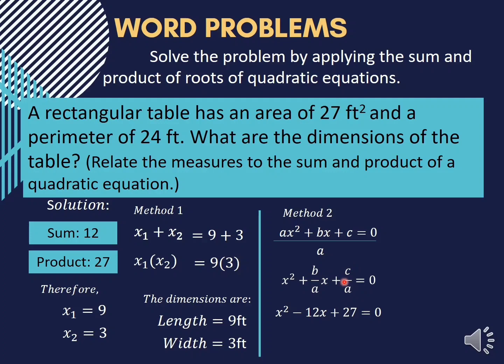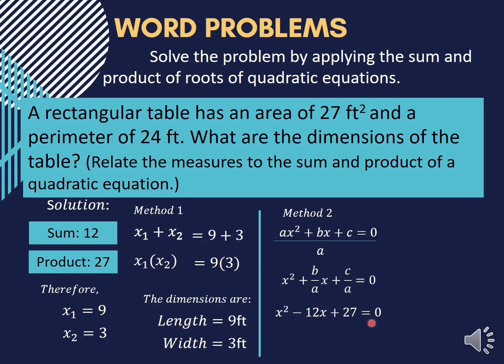But take note, because our sum is equal to negative b over a. So, here, why is it negative 12? Isn't our sum 12? It should be negative b over a. So, since the sum we got is 12, we make it negative 12 in the equation. And then the c over a in the product, we know that c over a is equal to 27. So, therefore, this is 27 equals 0. So, now we have an equation formed. The equation we formed is x squared minus 12x plus 27 equals 0.